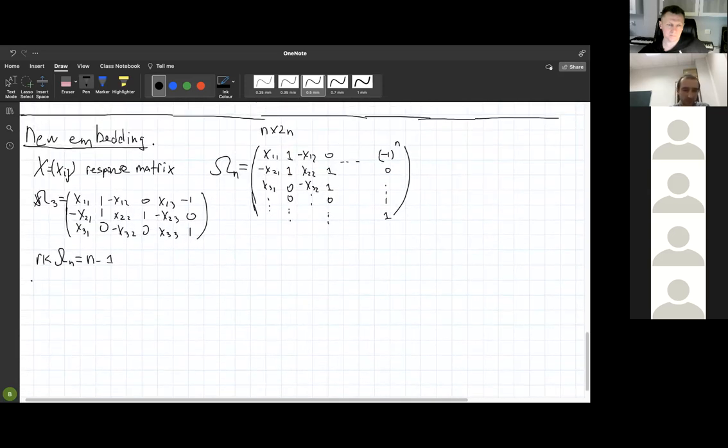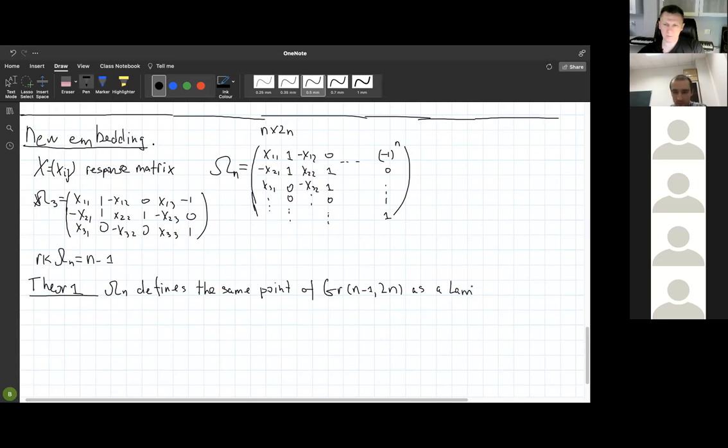So theorem one: this omega n defines the same point of the Grassmannian as in the Lam embedding.